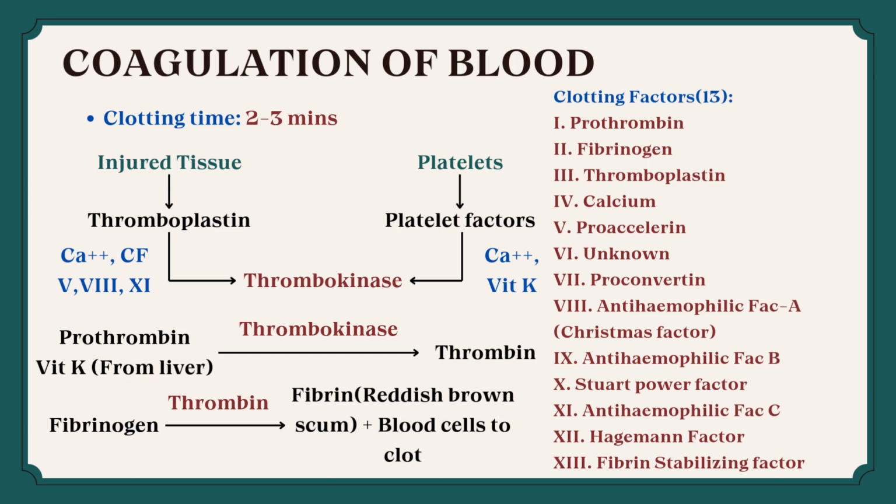Prothrombin is a vitamin K dependent protein produced by the liver. So thrombin in response converts fibrinogen into fibrin and blood cells. Fibrin is the reddish-brown scum produced after blood clotting. So blood cells help to clot the injured area. There are totally 13 clotting factors.